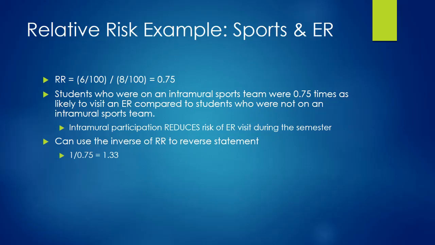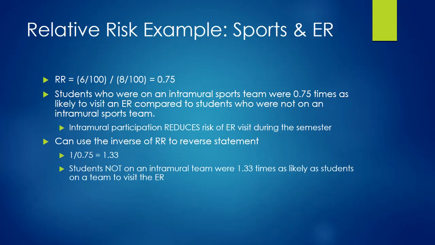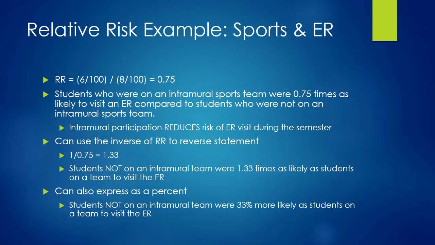One side note about relative risks, you can also use the inverse if it's easier for you to interpret. So if we did the inverse of 0.75, we'd get 1.33. And so that interpretation would be that students who were not on an intramural team were 1.33 times as likely, or 33% more likely, than students on an intramural team to visit the ER.